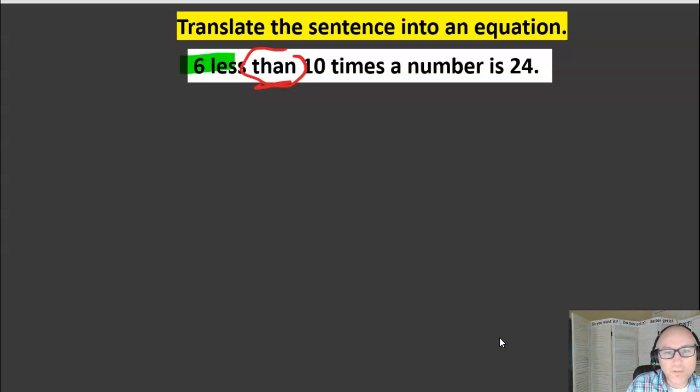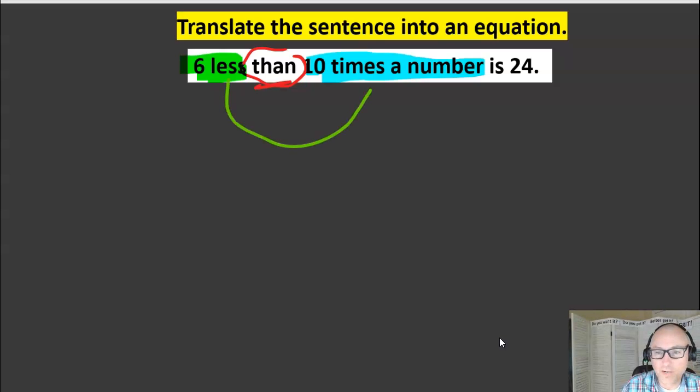So this train here, this "6 less than" train, is going to go on the other side. This "10 times a number" is going to go on the other side. They're going to switch. So basically we're going to take this one. This train's going to come over here. Chugga chugga, choo choo. And this train, this "10 times a number," is going to come over here. That's it. But we're going to keep our magic "is" in the same place.